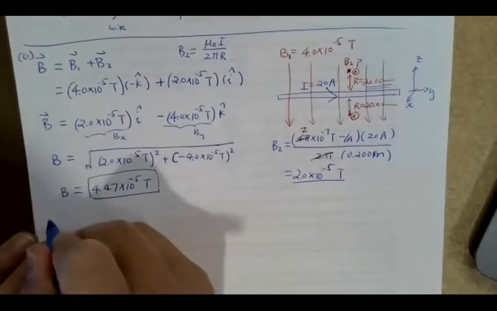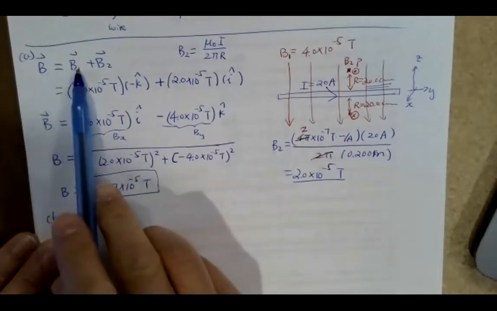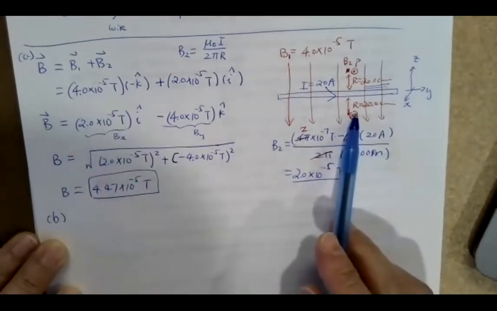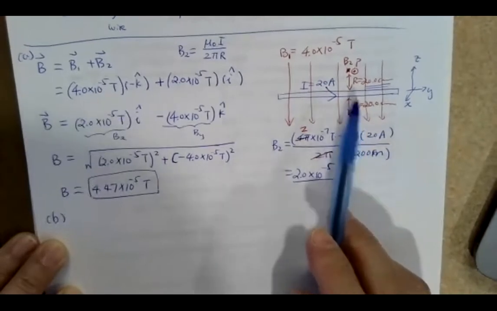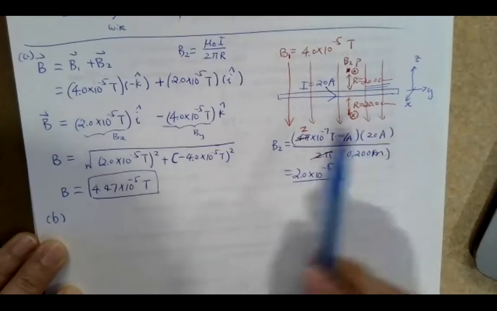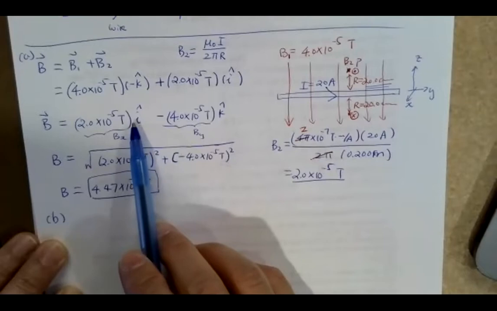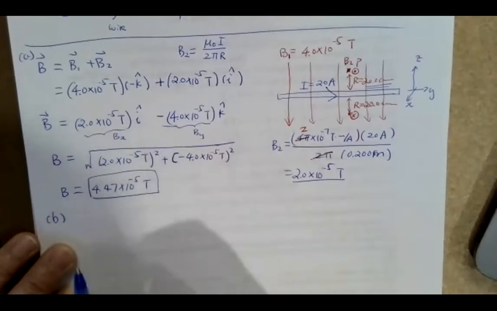Now on the second part, you'll do the same B1 plus B2, but this time B2 is pointing into the board. B1 is still the same. So instead of having positive i for B2, it's going to have negative i. Basically that's just the direction change there.